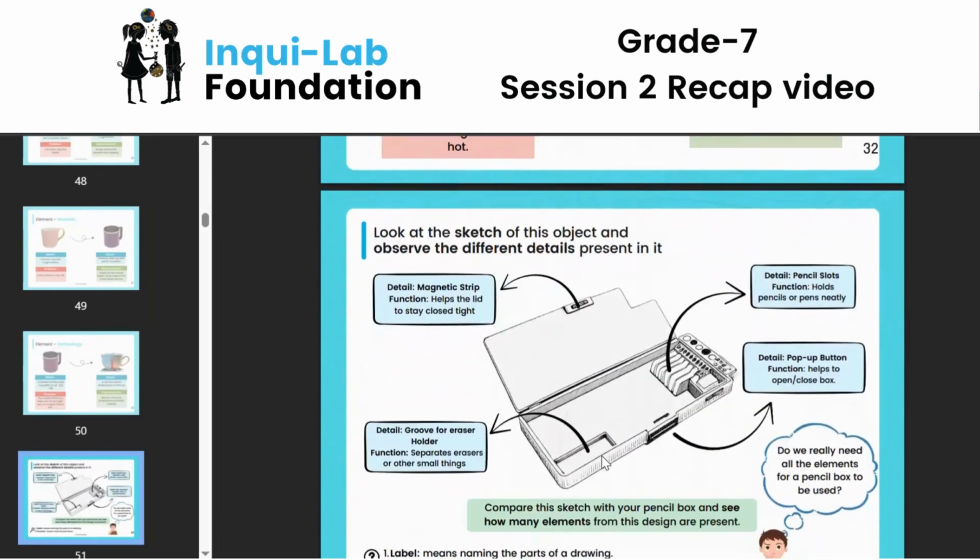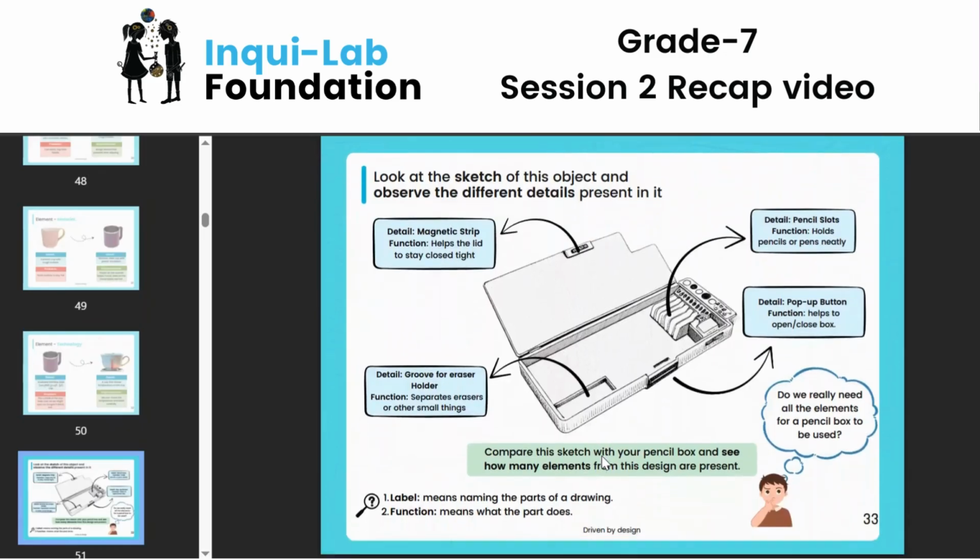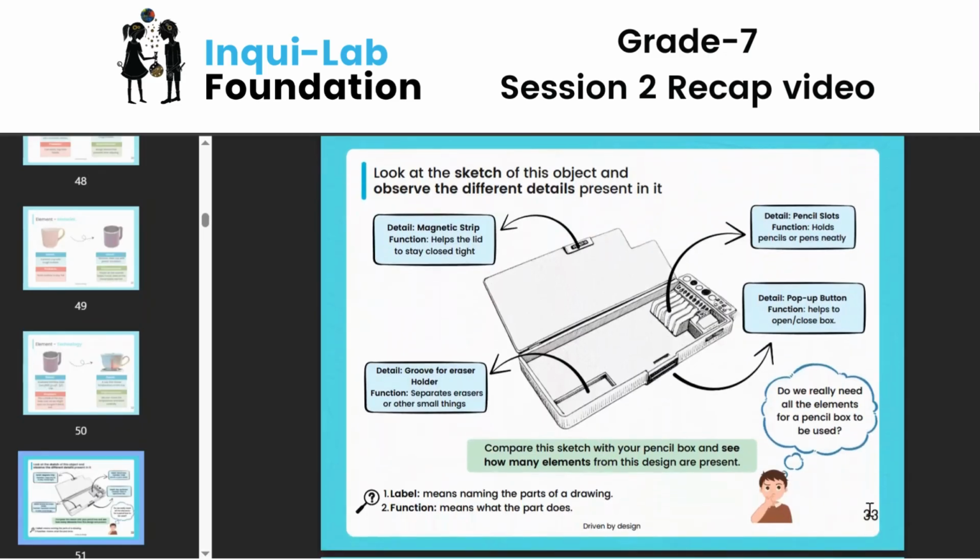Now, after explaining what the design is, this page number 33 is what you will use to tell them that to understand design details and tiny design details, you have to look at the sketch of a diagram or sketch of a product. And you will tell them to look at that sketch and observe the different details present on it.